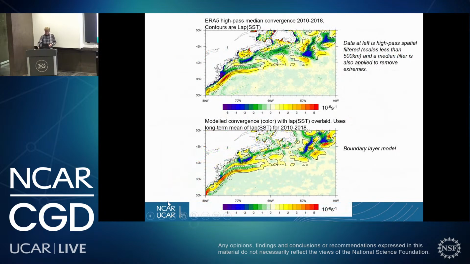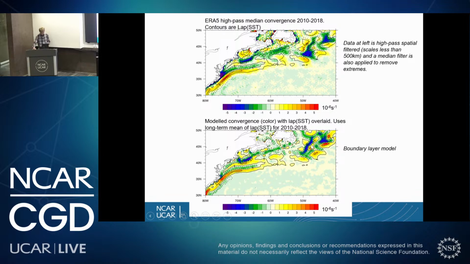And then you can compare it with what actually ERA5 is showing. So the top panel now is ERA5 near-surface convergence. I've filtered it. There's a key step here. This panel is filtered to scales less than 500 kilometers. And then the bottom is the boundary layer model from the previous slide. And the point is they're similar magnitude. They're not exactly the same.